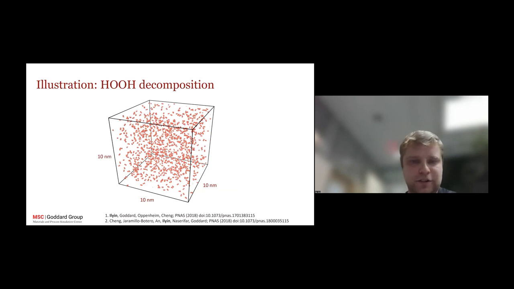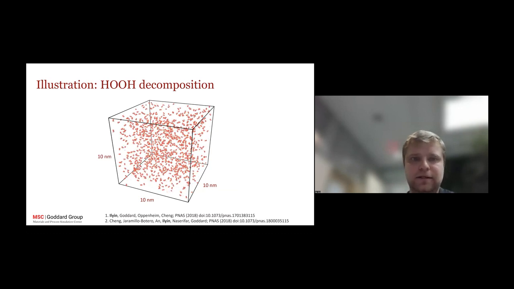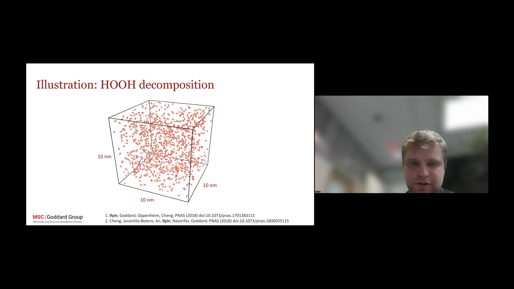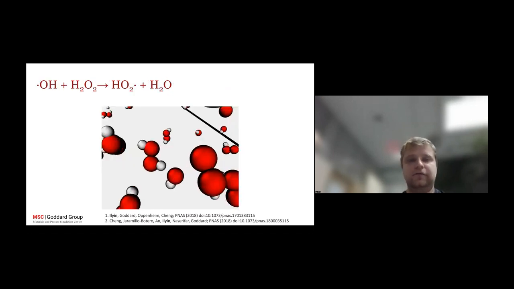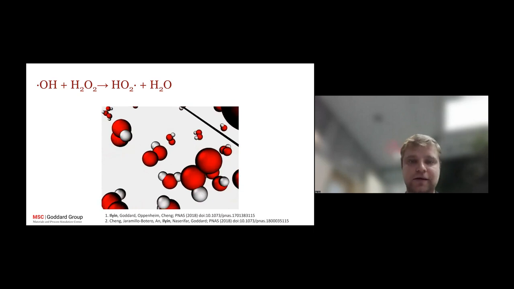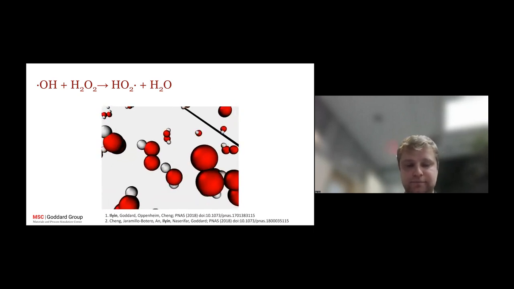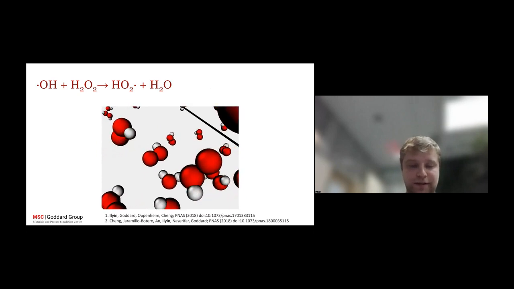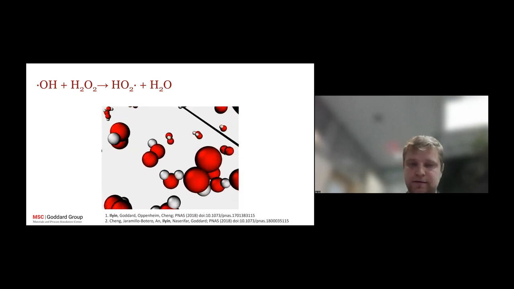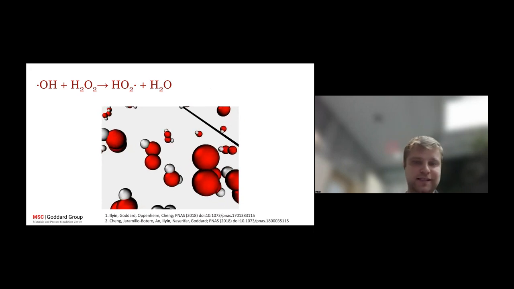So as an illustration, I will show here results from decomposition of hydrogen peroxide. So this is one of our simulation cells, and if I zoom into this region there, from the molecular dynamics simulation, because this is a reactive force field, you actually get information about bond breaking and formation in real time. So that you could see individual reactions.